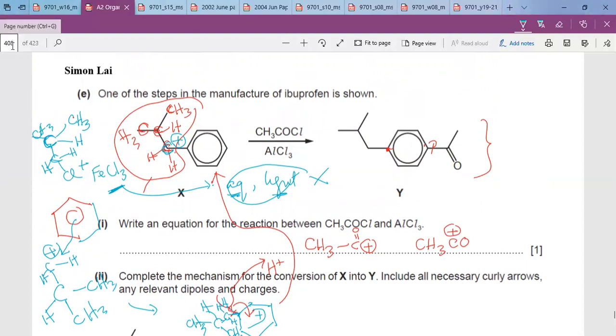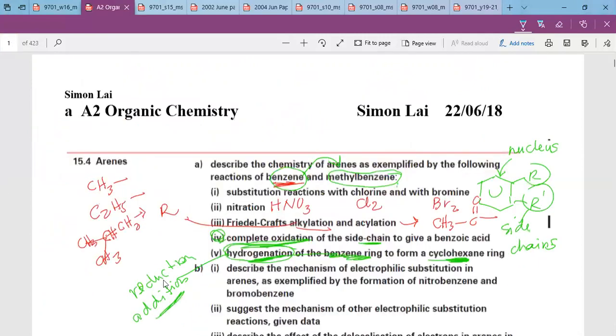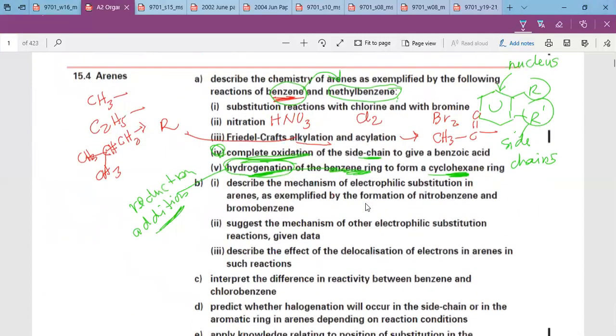Now let's look at the syllabus for a while. Look here, I finish off this. Here we have finished this one, the reactions: electrophilic substitution of benzene with chlorine and bromine. But what I want to talk about today is this one here, the methylbenzene.